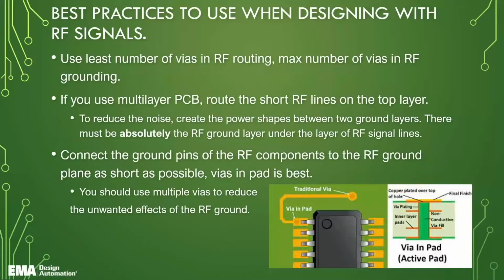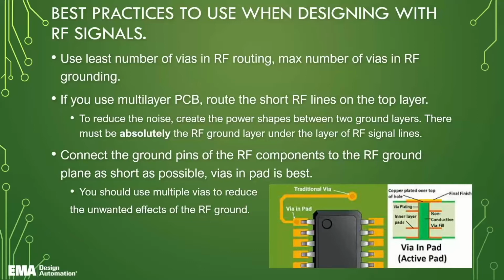The best practice is to use the least amount of vias in RF routing and the maximum number of vias when we're doing our grounding. If we're using that multi-layer PCB, route the short RF grounds on the top. We want to reduce the noise created by the power shapes, maybe split planes on those power shapes, and sandwich those between the two ground planes. There must absolutely be a ground plane under the layer of the RF signals. We need to shield that. The connection of the ground pins of the RF components to that RF ground plane should be as short as possible.